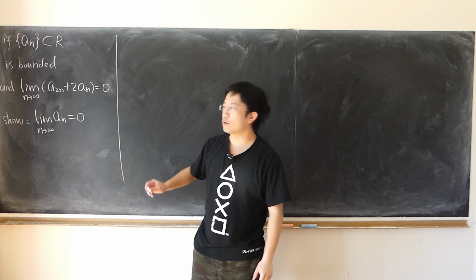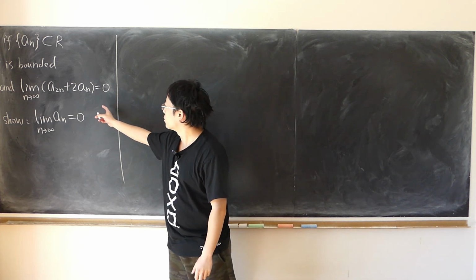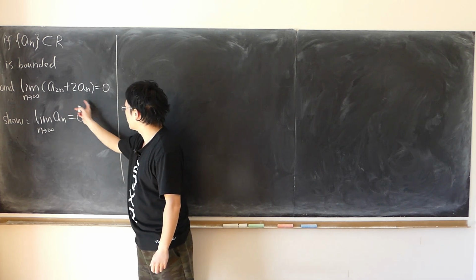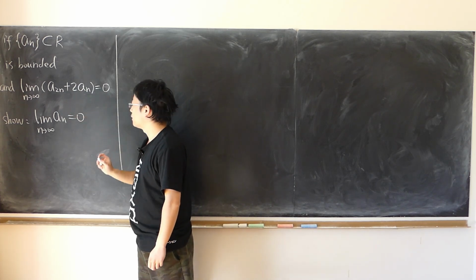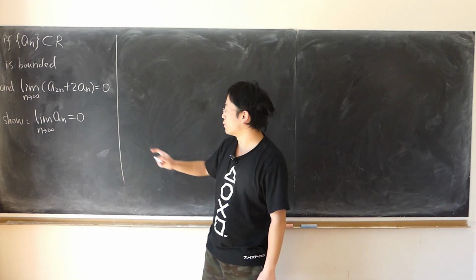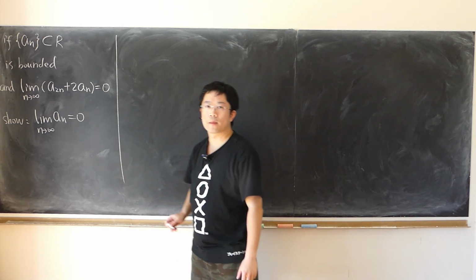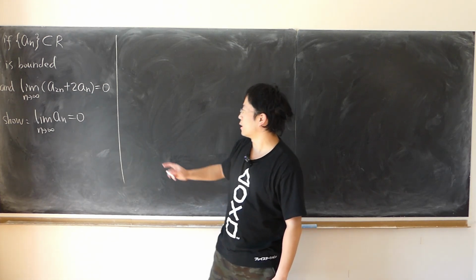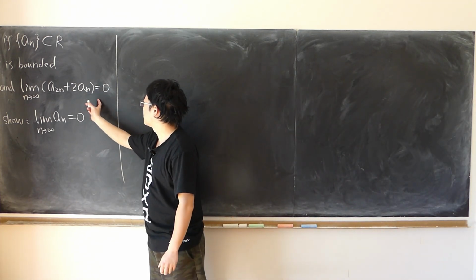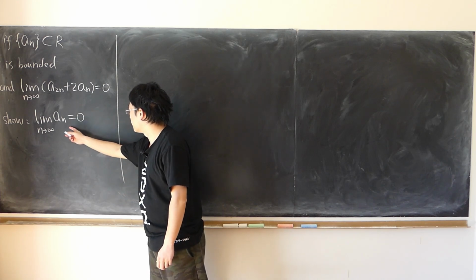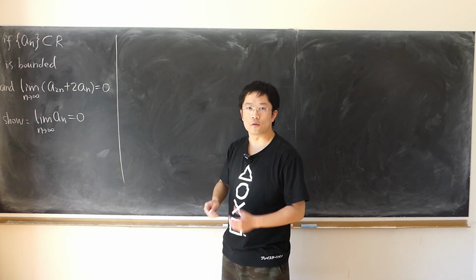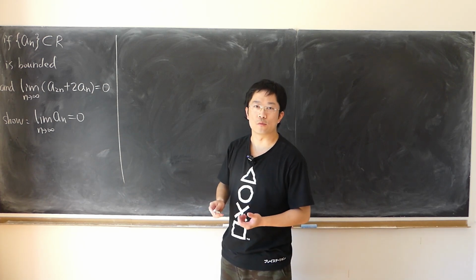Here we have a real sequence that's bounded, and also given the limit of a sub 2n plus 2 times an altogether approaching 0. And we want to show the limit of the original sequence is also 0. So there is not too much information I can extract from the given condition. How do I know the limit of an is equal to 0 then? In this case, we're going to use the strategy of lim_inf and lim_sup.